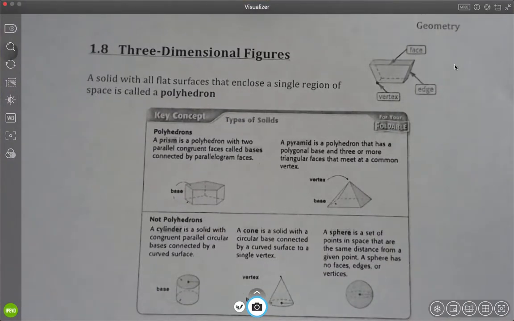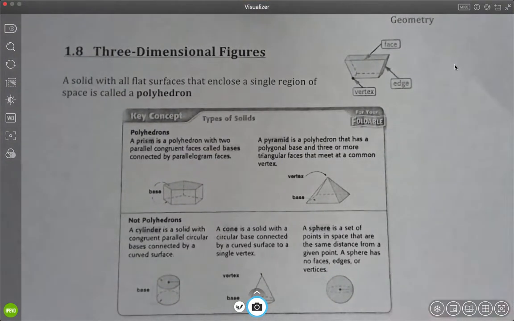Okay, so this is my 4th time teaching this lesson, but I am recording this for the people who were gone yesterday, today, whatever, that didn't get this lesson at some point. So, section 1.8 is 3D figures.